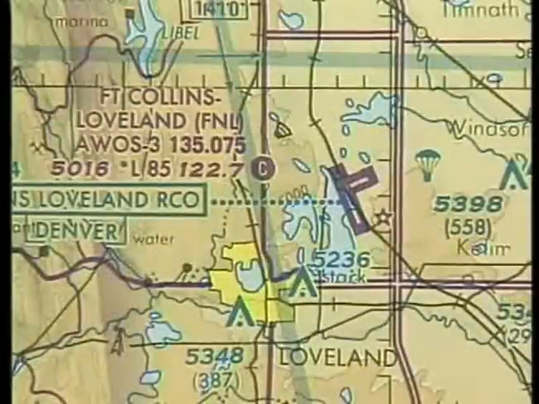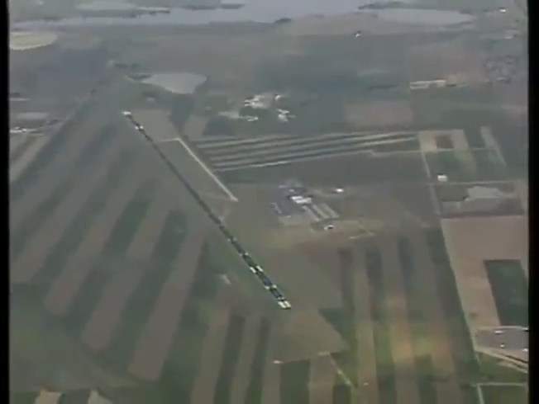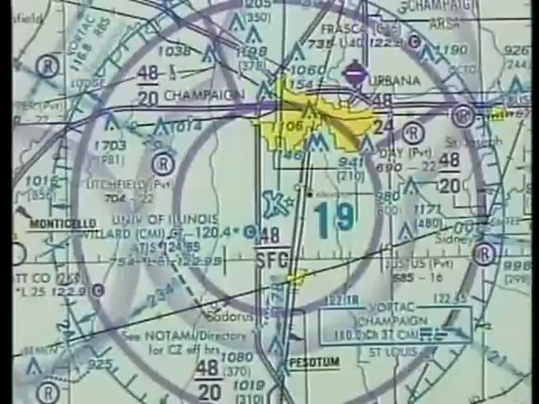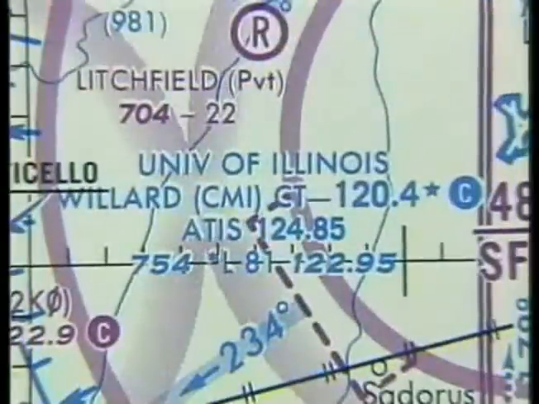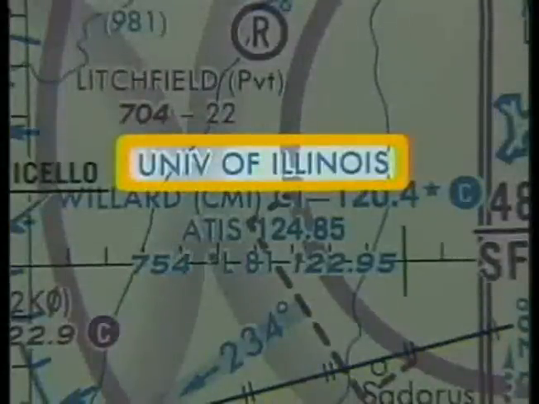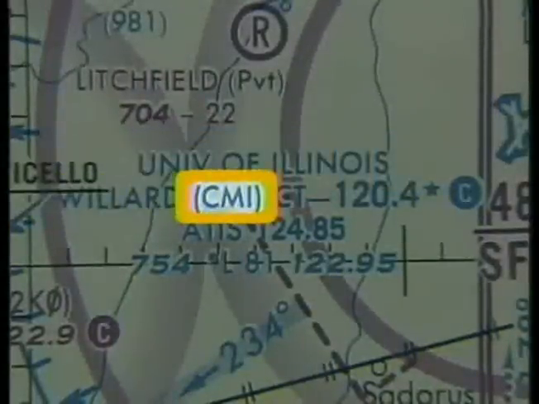When an airport diagram is not in a colored circle, it indicates that at least one of the hard-surfaced runways is longer than 8,069 feet. Near the airport diagram, you will find the name of the airport and information about its facilities. This is the University of Illinois Willard Airport. The abbreviation after the airport name is its three-letter identifier.